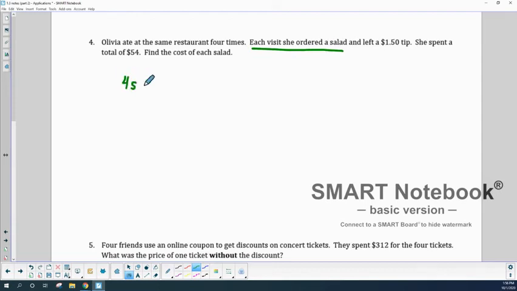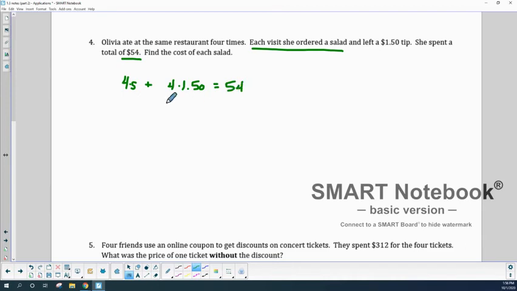Because she had 4 salads, and the price of the salads is what I'm trying to figure out, I'm going to do 4 times x. It's not $4, it's 4 times however much a salad costs. So 4 salads plus she left a $1.50 tip, but she did that each time. So it's going to be $1.50 also times 4. And then that's going to be her total that she spent, which in this problem they give us was $54.